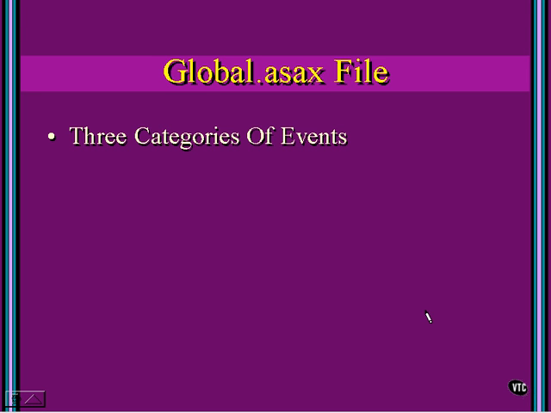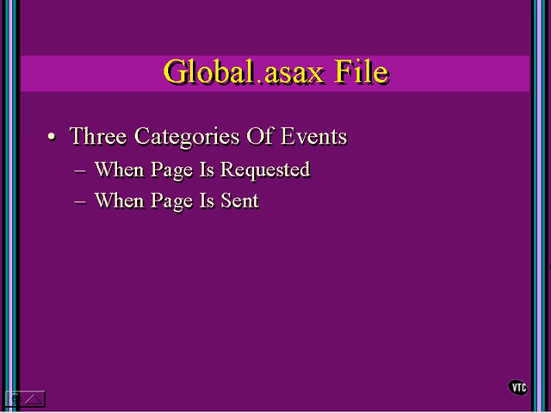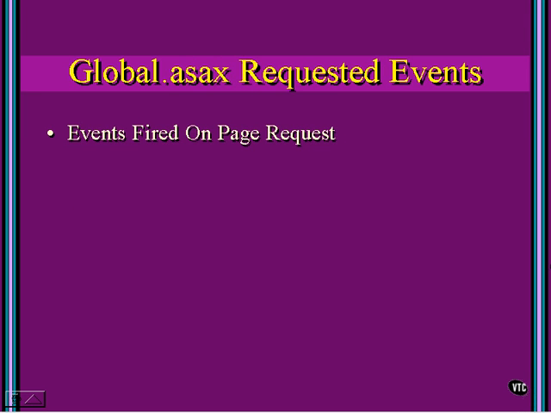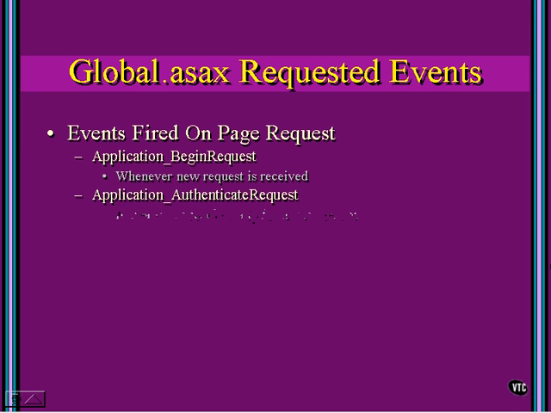Now, the three categories of events that are out there in the global ASAX are when a page gets requested, when a page is sent, and then different conditional events. And so let's break these down. Global ASAX has request events, and these events are fired when the page is requested. Notice Application_BeginRequest. Whenever a new request is received, that event's fired.